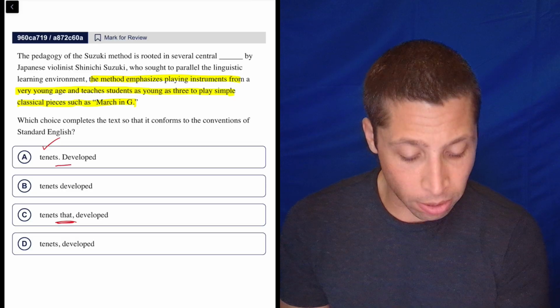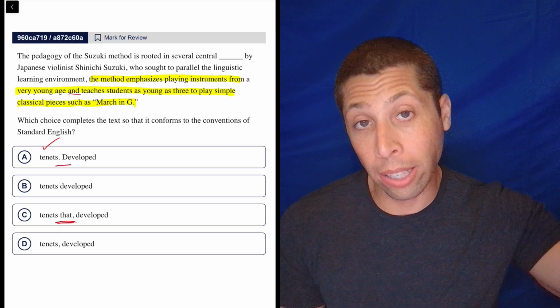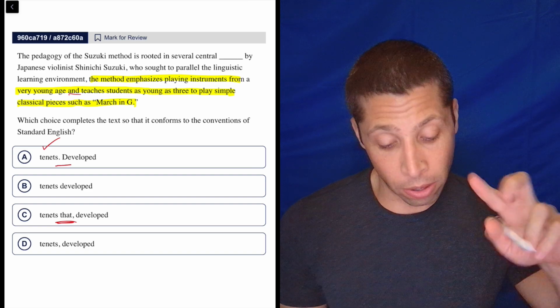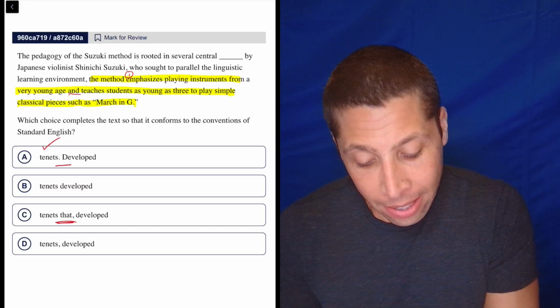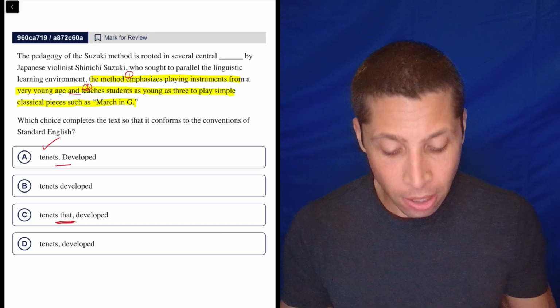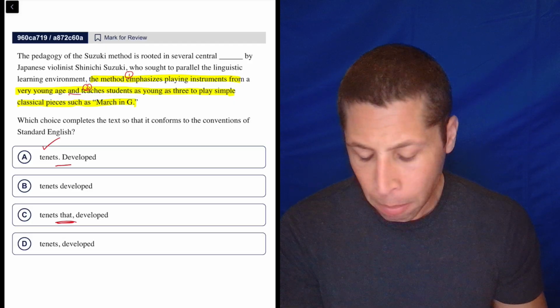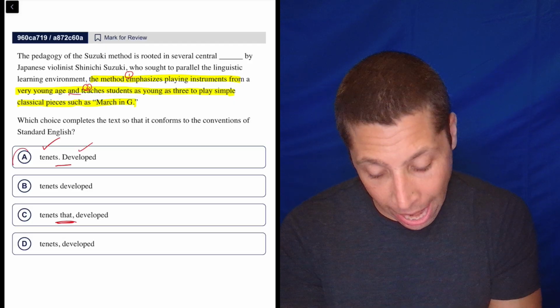So there you go. It's a compound sentence. The word and here, without a comma, is being used to create a list of two things, right? The method emphasizes, there's my first thing, playing instruments and teaches students as young as 3. So there is a little bit of repetition, a bit of this pattern, but it's not two sentences. It's all just one big sentence. So I think that settles it. I think it's got to be A.